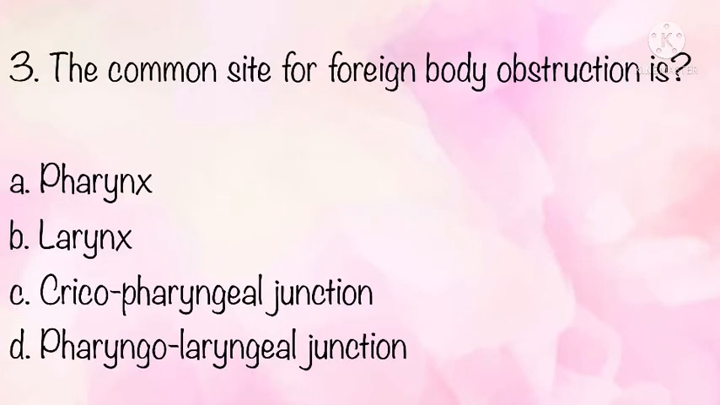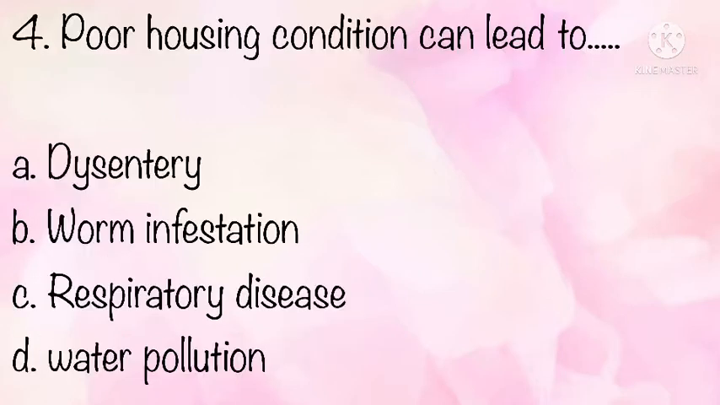The common site for foreign body obstruction is pharynx, larynx, cricopharyngeal junction, pharyngolaryngeal junction. The correct answer is C, cricopharyngeal junction. Poor housing condition can lead to dysentery, worm infestation, respiratory disease, water pollution. The correct answer is A.